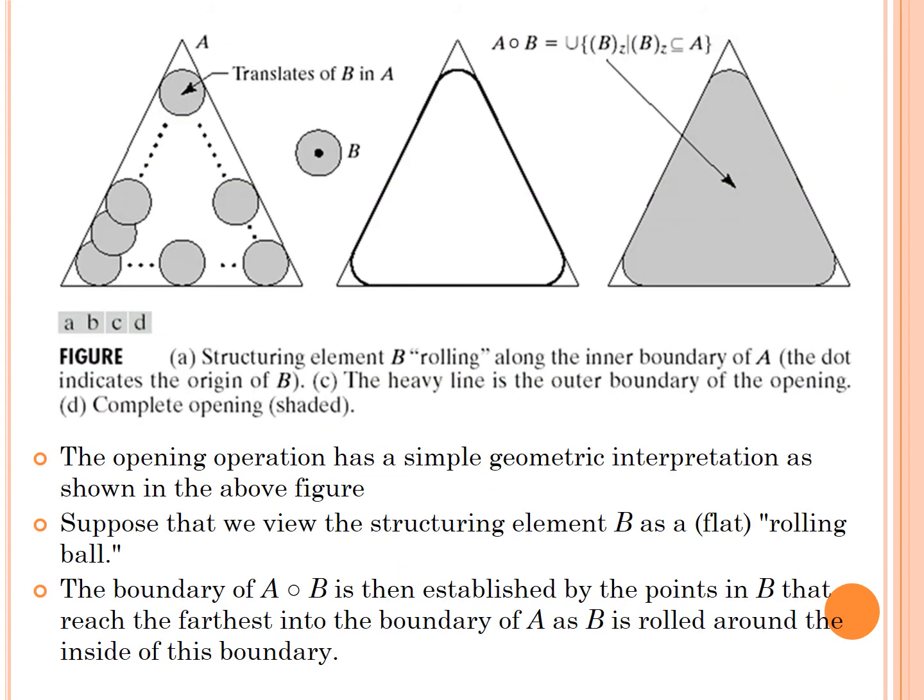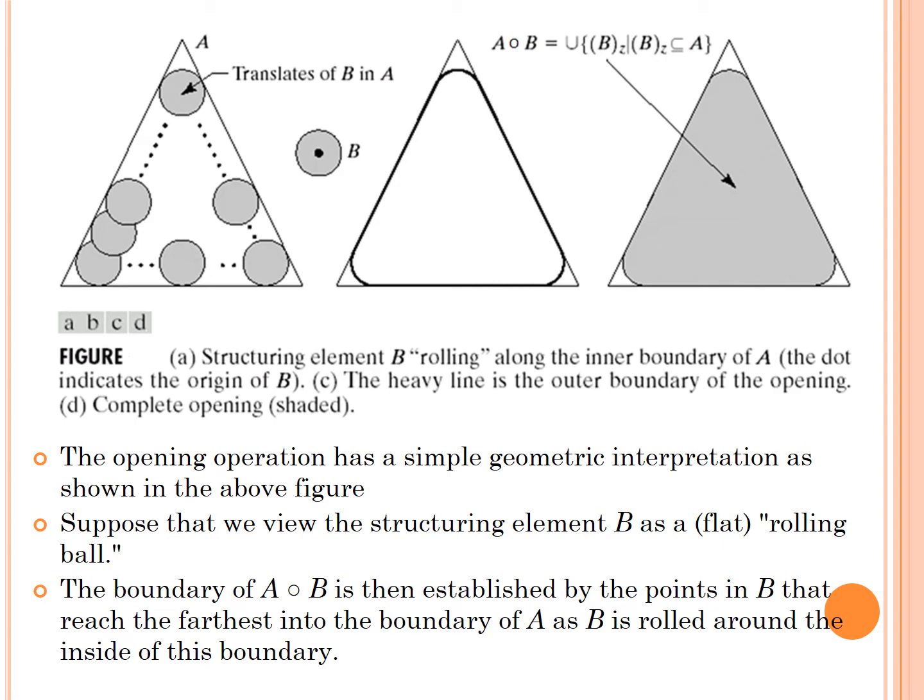Here, figure A shows structuring element B rolling along the inner boundary of A. In figure B, the dot indicates the origin of the structuring element B. In figure C, the heavy line is the outer boundary of the opening and figure D is the complete opening, that is the shaded part.